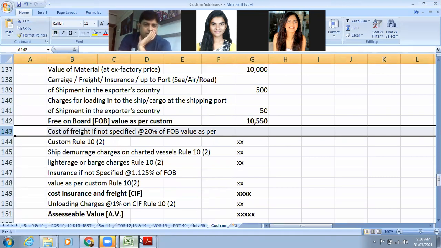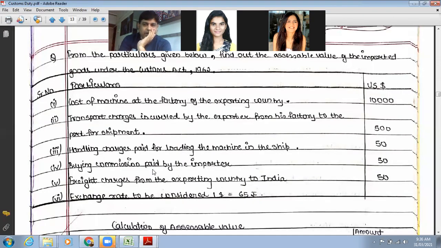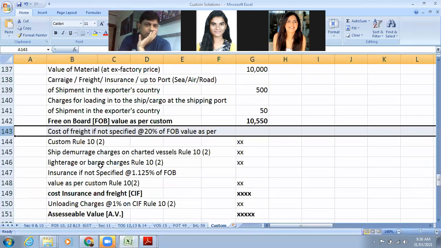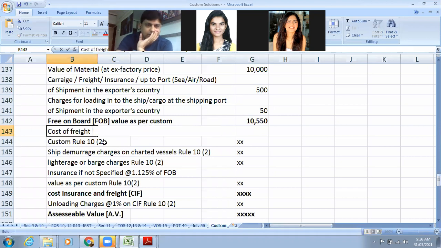Then freight is there. Yes, I will incorporate freight. We will not consider 20%. Why? Because the 20% applies if not specified, and here the cost of freight is specified. So this part will be deleted. Freight is $50. Again, demurrage charges and lighterage charges are not there.